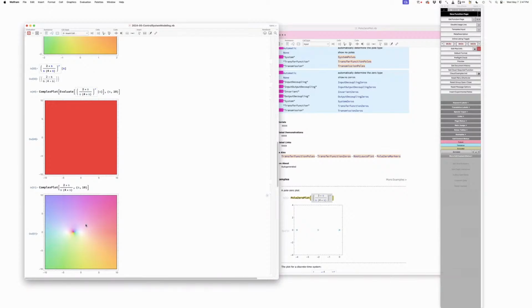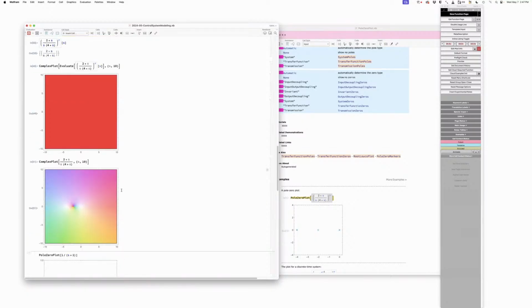But to me, I don't understand why this wouldn't be a lovely thing to have: complex plot being able to deal with the transfer function here, and then pole zero plot being able to deal with just an arbitrary complex function. Just seems like a fine, useful thing.